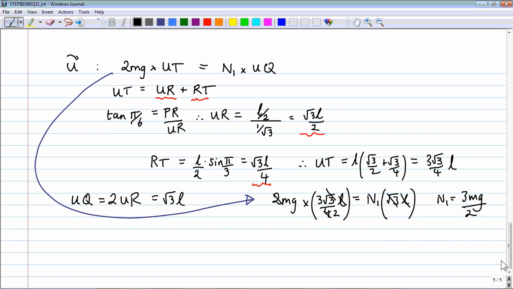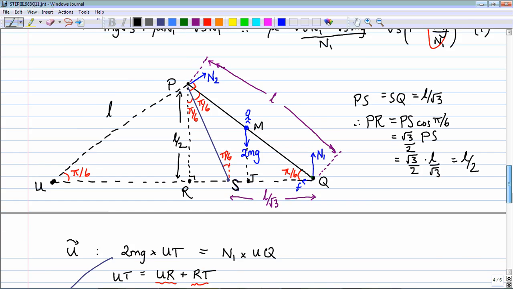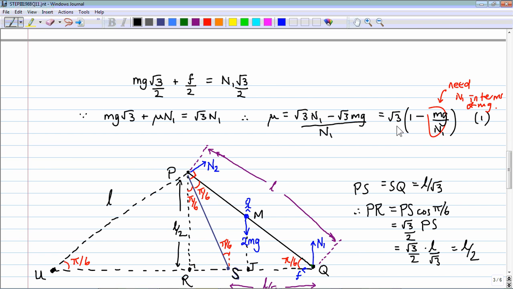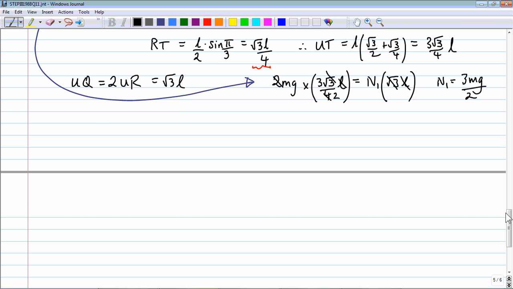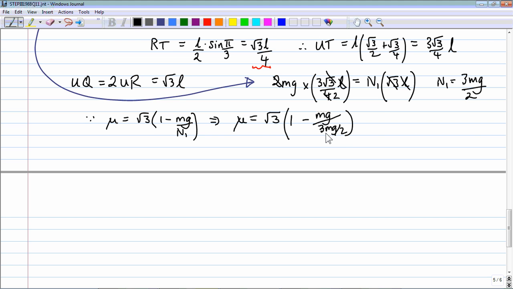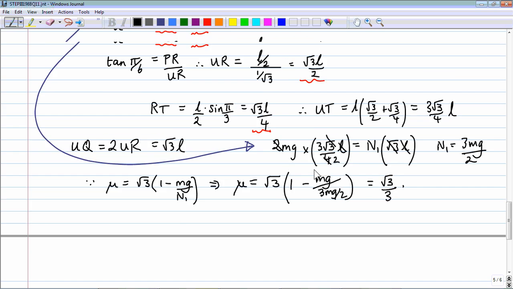So having found this formula for N1, we can just substitute it back into our previously existing formula here for mu. Mu is root 3, 1 minus mg over N1. So mu is equal to root 3, 1 minus mg over 3mg over 2. So that's root 3 over 3. And that's the answer to the first part.